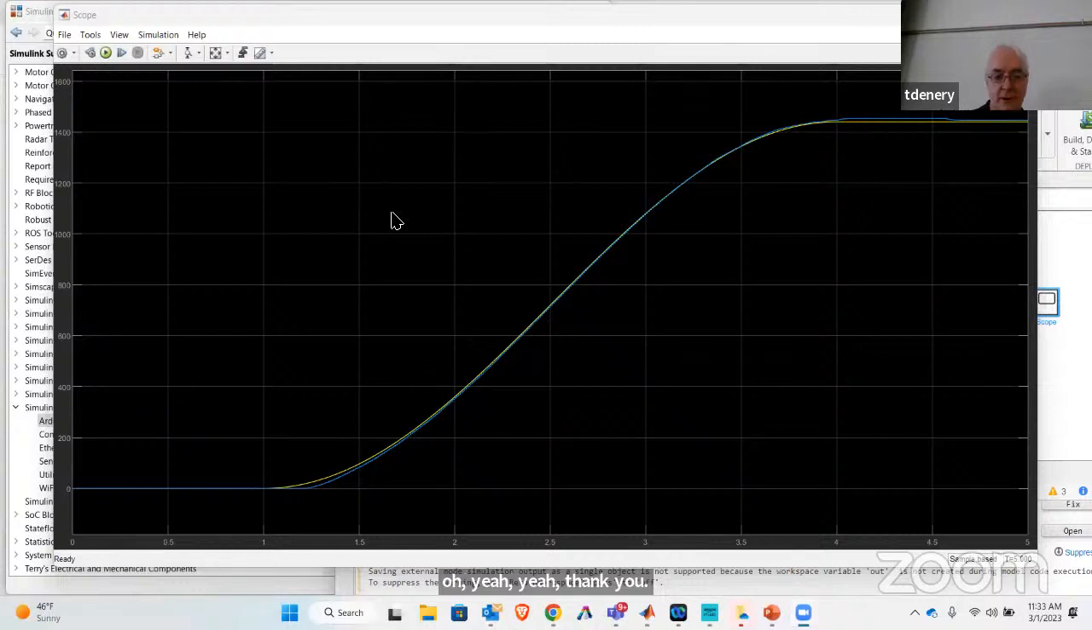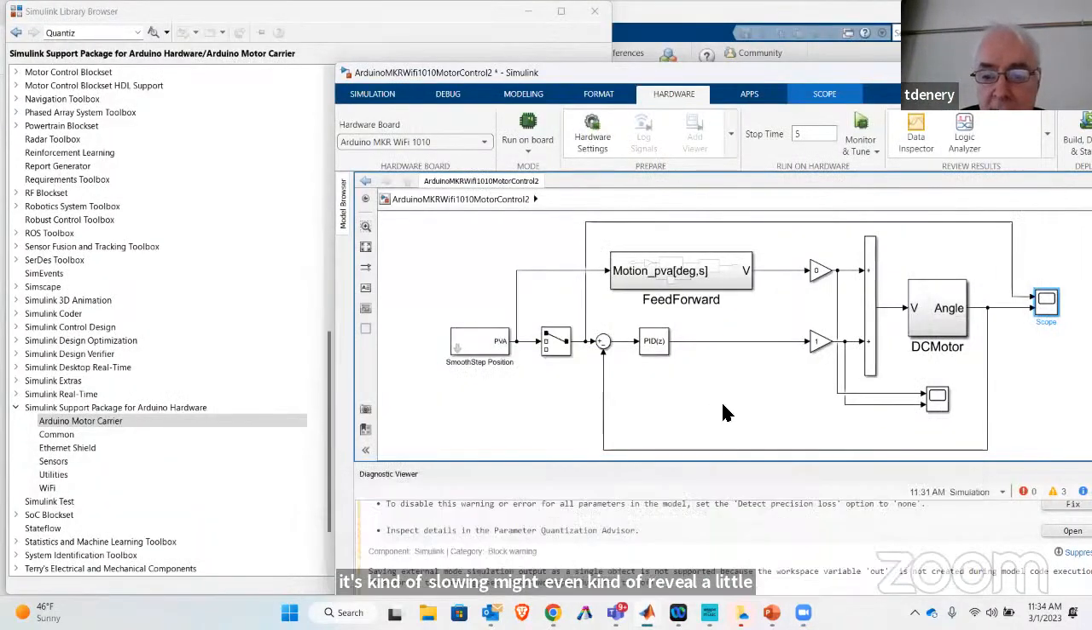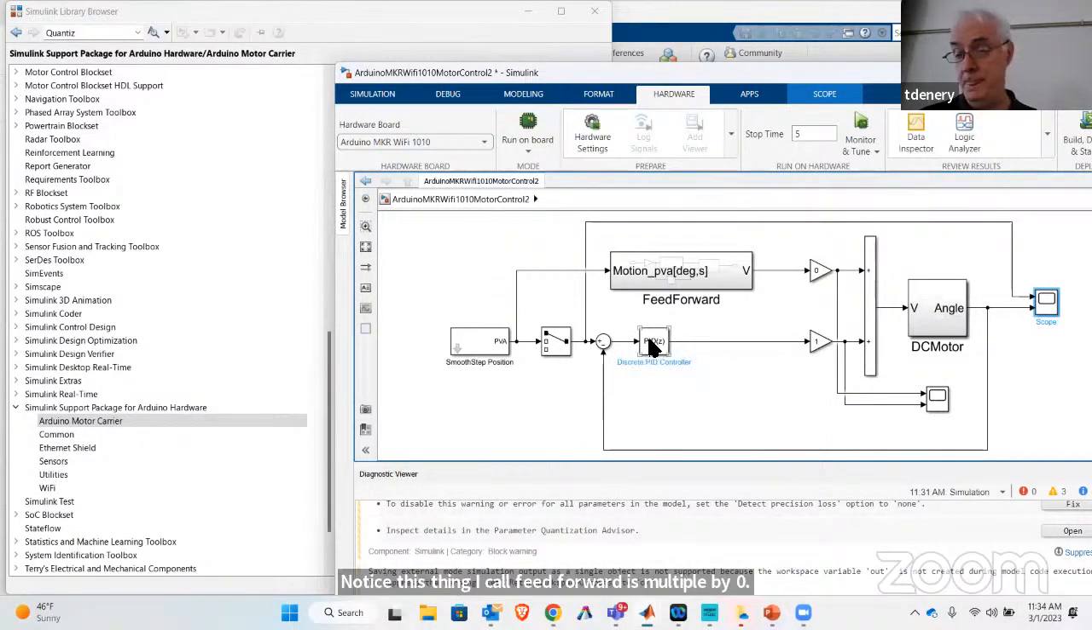So for those online, again, I'm going to assert we did pretty well. Not perfect. You're seeing we're kind of missing a bit up at the top, and it takes a little time to settle in and nail it. But in my opinion, it's pretty good. The fact that it starts out slowly might even reveal a little of how we did this, which is with pure feedback. Notice this thing I call feed forward is multiplied by 0, so this is all done with the PID loop.